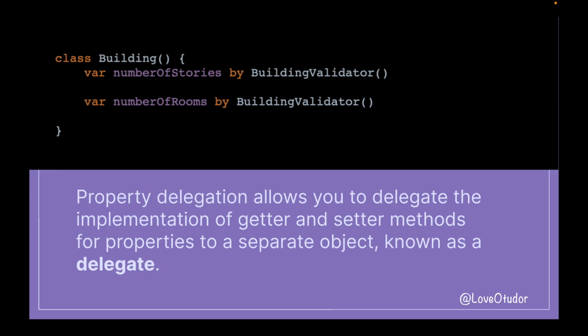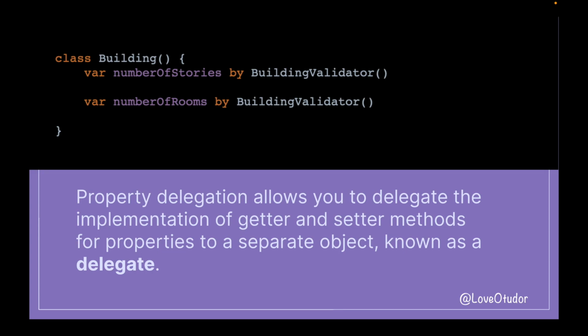Property delegation allows you to delegate the implementation of your getter and setter methods for properties to a separate object known as the delegate. The syntax usually is a var or a val, then the property name and the keyword by, followed by the expression, which here we are calling the building validator. The expression after by is called a delegate. So here the building validator is a delegate.